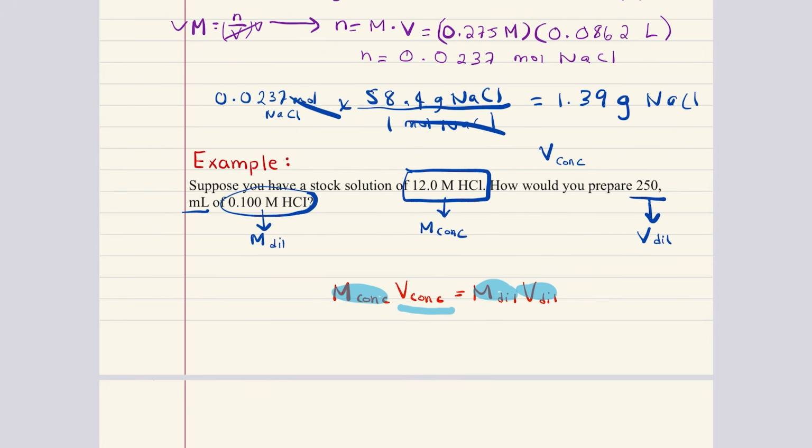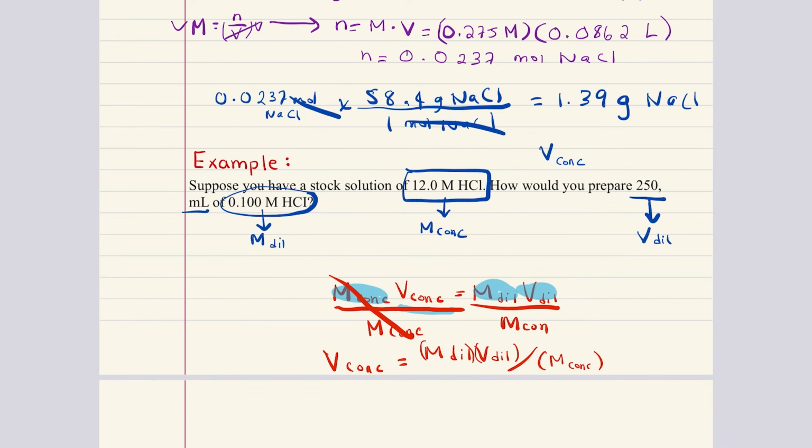So what we're going to do is divide both sides by M concentrated, the molarity of the concentrated. All right. And now we have an equation where we can solve for the volume of the concentrated solution: the molarity of the diluted multiplied by the volume of diluted, all divided by the molarity of the concentrated. We have all of these values.